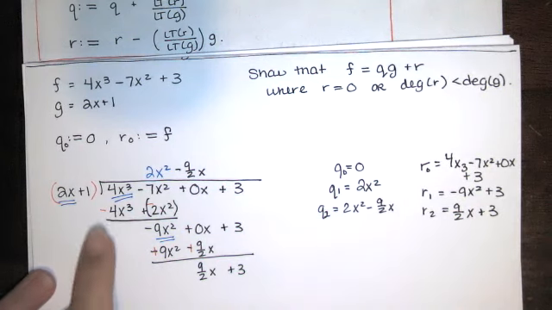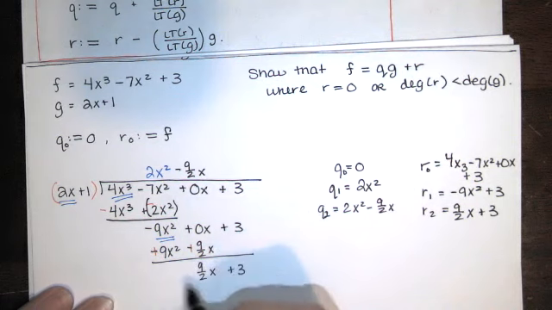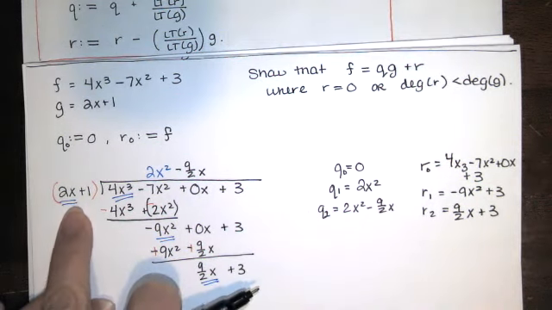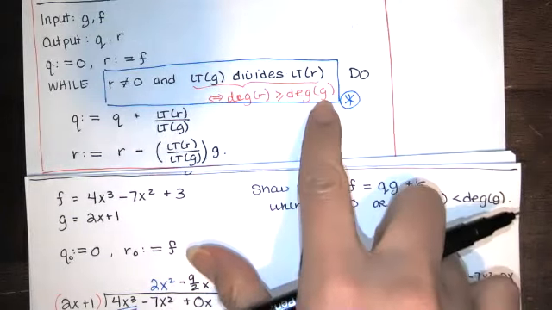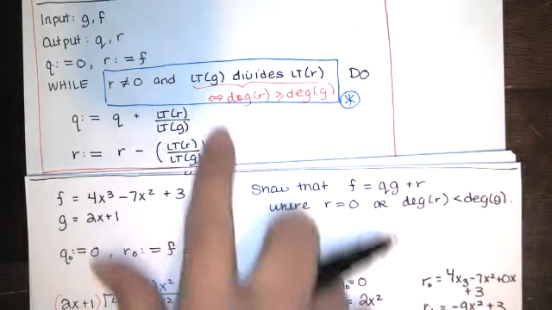And then we look at the degree of this remainder and the degree of g. This is degree 1 and that's degree 1. So the degree of r is still greater than or equal to the degree of g. They're equal to each other. So we're going to do this one more time.